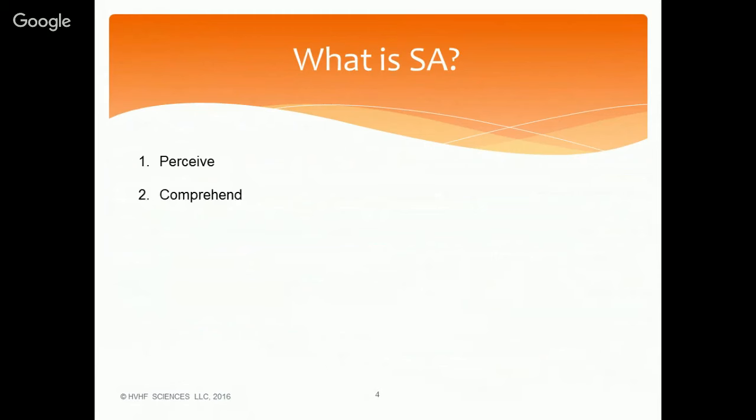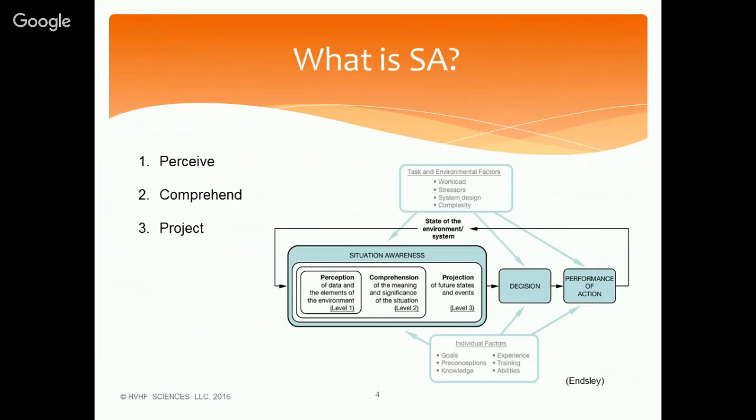Second, we need to comprehend or understand those critical pieces of information in terms of their relevancy, timeliness, and how we utilize them to make decisions. And thirdly, to project them in terms of what the immediate future is likely to be, or how the event is going to unfold. So situation awareness can be understood with the aid of this diagram here.